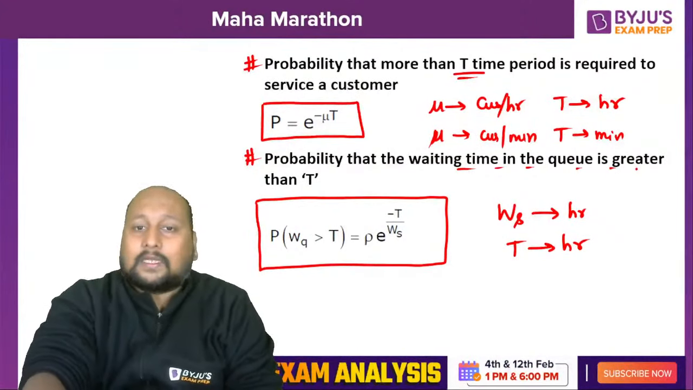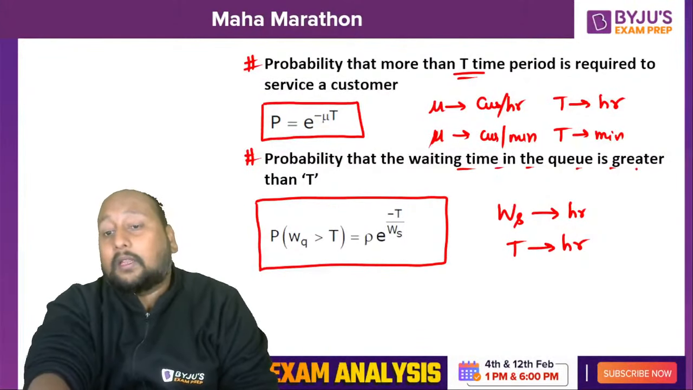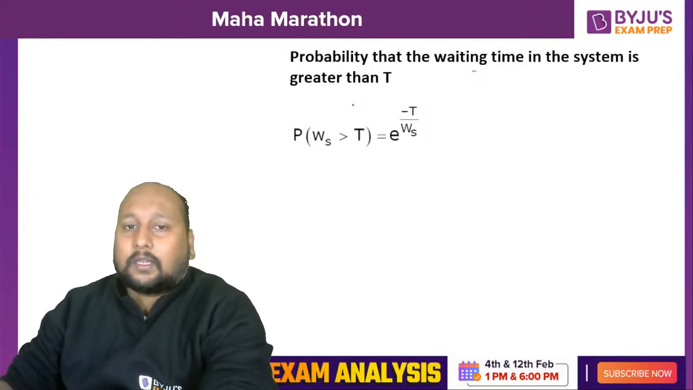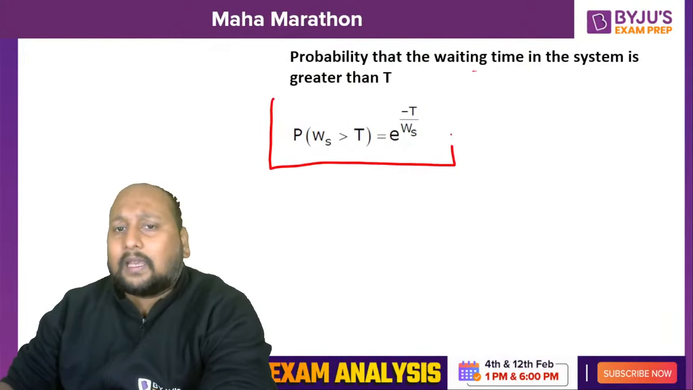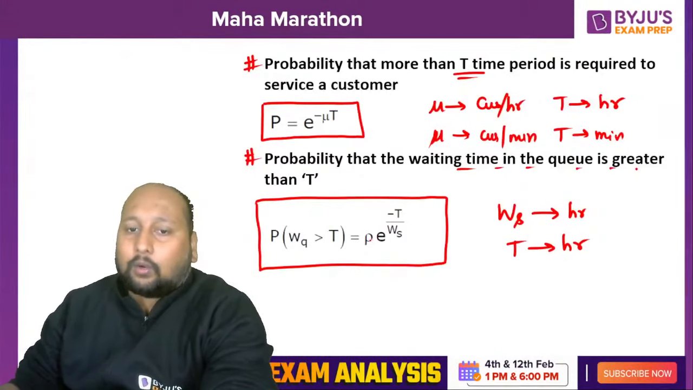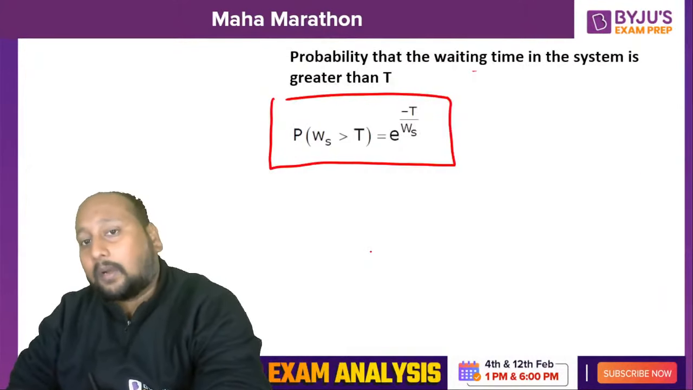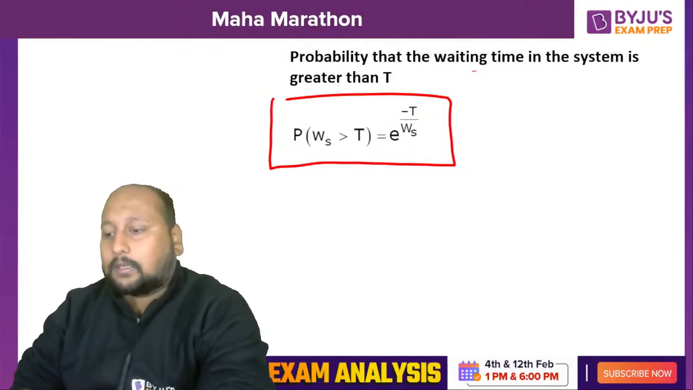Now the same thing: what is the probability that waiting time in the system is greater than t? Here only rho will be eliminated, giving e to the power minus t by ws. For the queue we had rho times e to the power minus t by ws. So by using these two formulations, we can calculate the probability of waiting time being more than some time period.